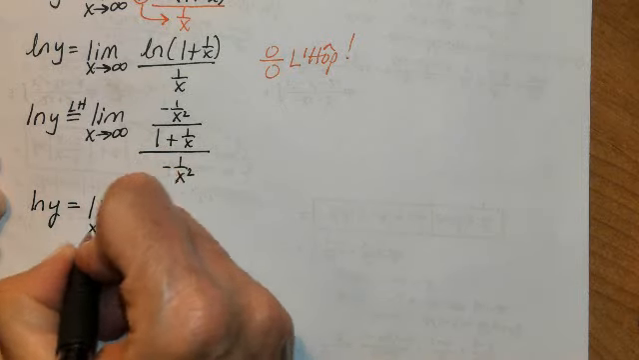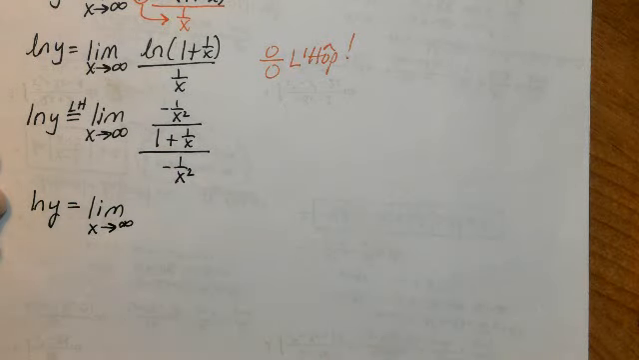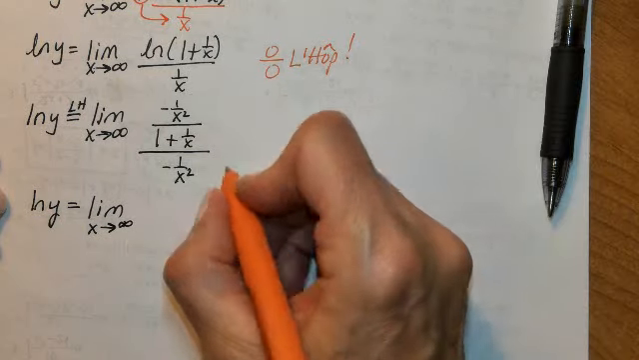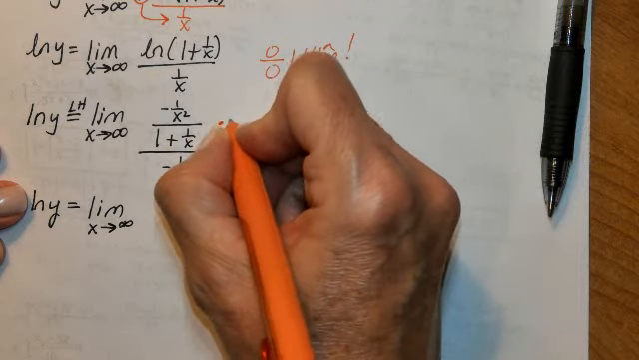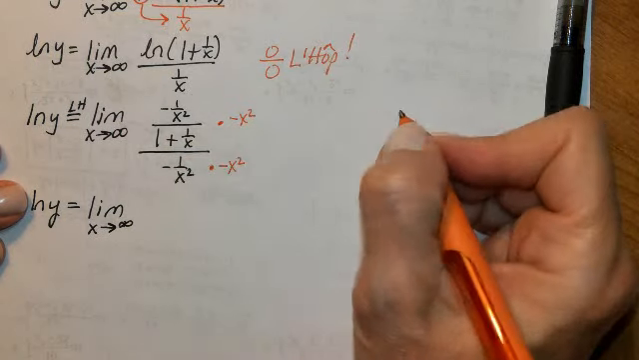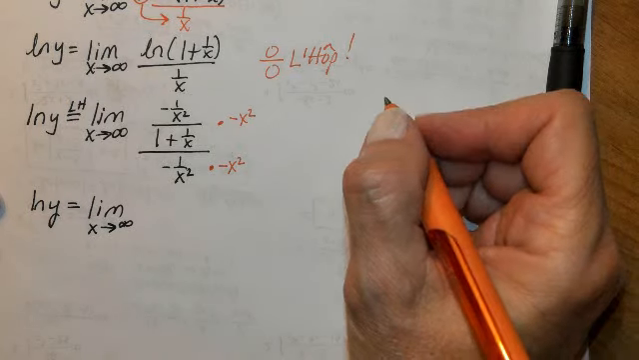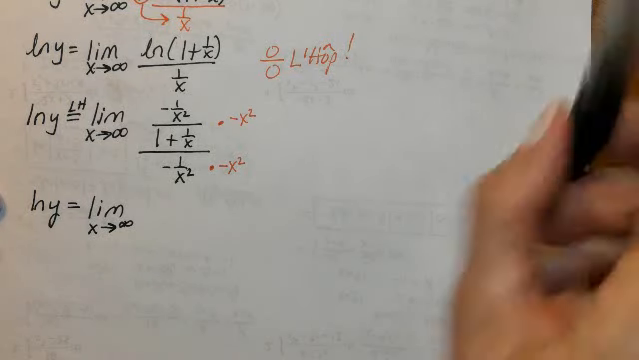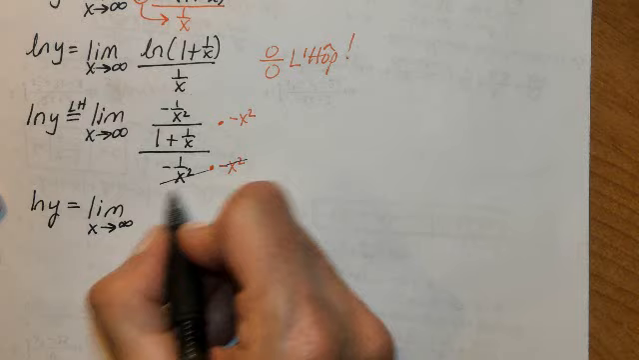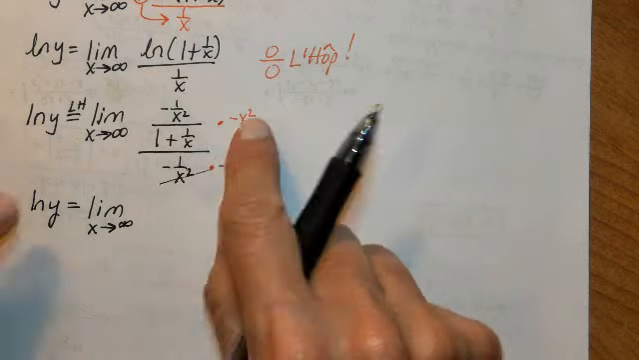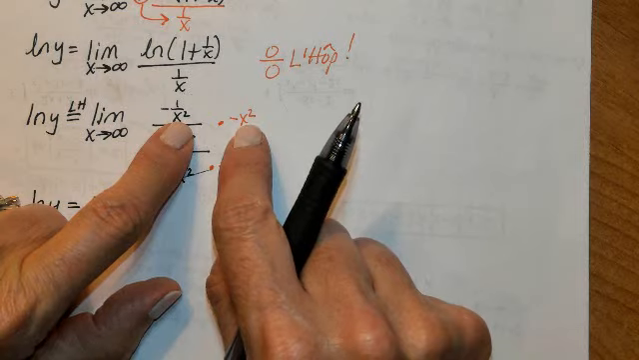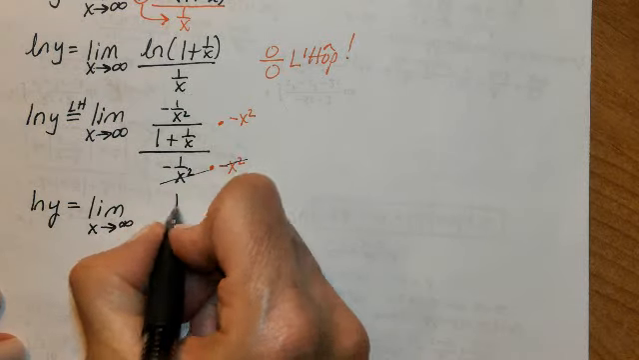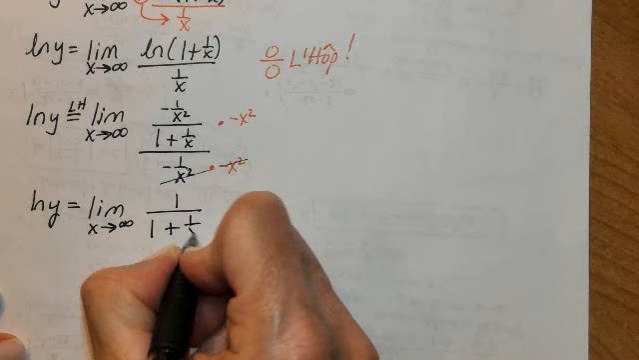Let's clean it up. Okay, so I think what I'm going to do is I'm going to multiply top and bottom by a negative x squared, like that. And if I do, then on the bottom I just have a 1, right? On top, I can multiply negative 1 over x squared times negative x squared, and I just get a 1. And so I'll have a 1 over 1 plus 1 over x.